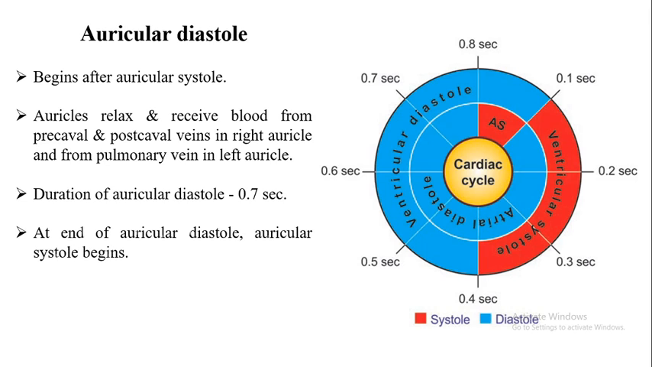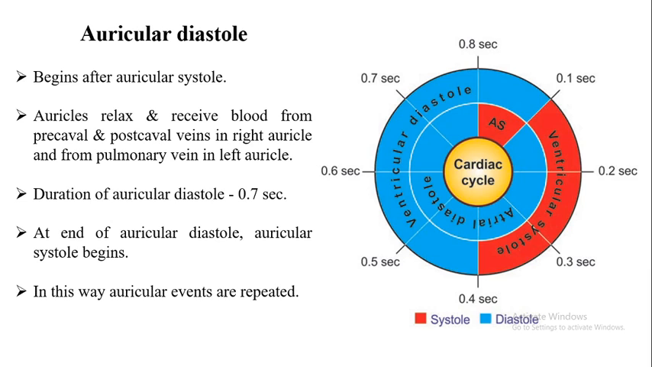Then the next part, the end of auricular diastole and auricular systole begins. Again, you can see here, remember, when auricular systole is completed, auricular diastole starts, and when auricular diastole ends, again the next auricular systole is repeated. That means the next cardiac cycle is repeated. So hence this is a cyclic repetition: auricular systole, auricular diastole, then again auricular systole, then again auricular diastole. Likewise these events are repeated during every heartbeat or every cardiac cycle.